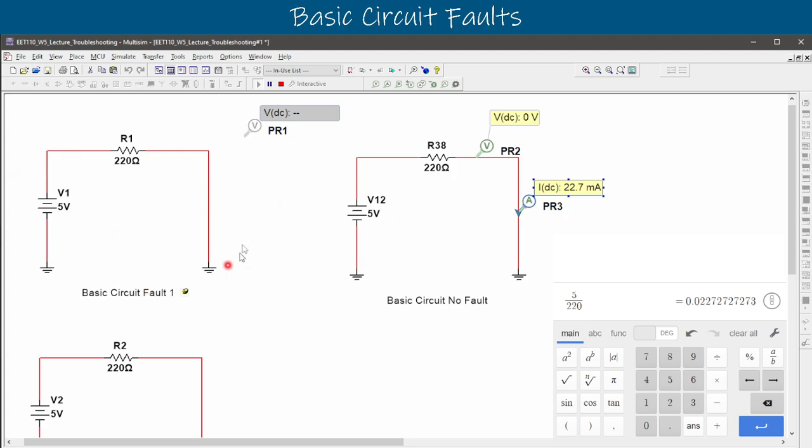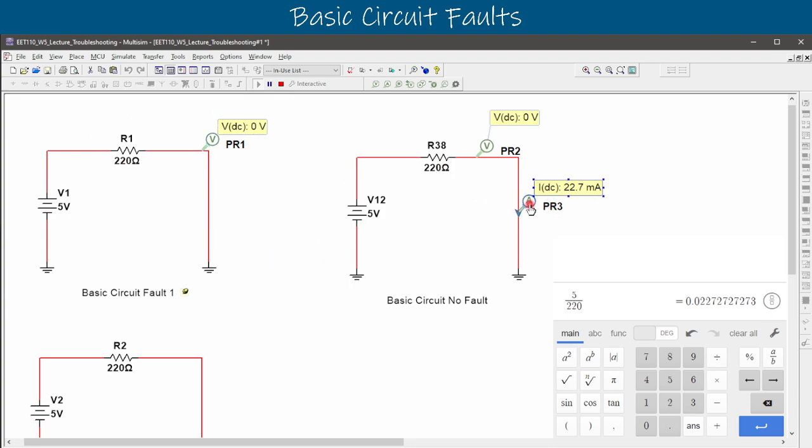So let's do that for this other faulted circuit over here. We can say that the voltage at the beginning should be 5 volts. And we get that. That's 5 volts. The voltage at the end should be 0 volts. We get that. 0 volts. So far our voltage told us nothing about what's wrong with this circuit. There's definitely a fault in this circuit. So we have to measure our current.